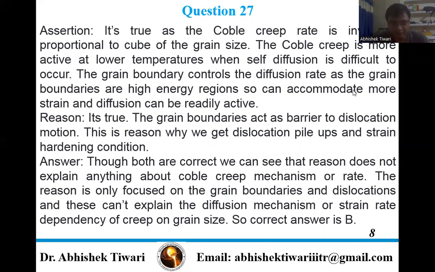Now coming on to the reason, it is also true. The grain boundaries act as a barrier to dislocation motion, and this is the reason why we get dislocation pileups and strain hardening condition. The answer is, though both are correct, we can see that the reason does not explain anything about the Coble creep mechanism or rate. The reason is only focused on grain boundaries and dislocations, and these cannot explain the diffusion mechanism or strain rate dependency of creep on grain size. So the correct answer is B.